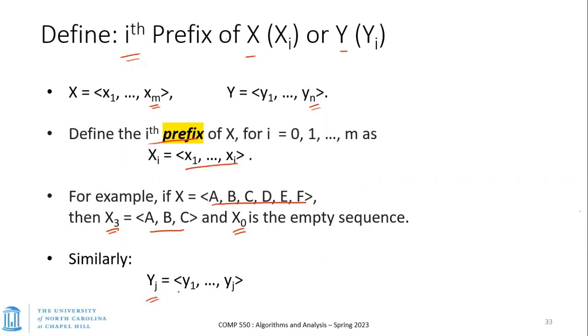Similarly for Y, the jth prefix Yj will simply comprise the characters Y1 through Yj, not leaving out any one of those. So that's the definition of an ith prefix, which we will come across. Every time you see Y2 or X3, it simply means you've taken a larger sequence and you've just taken the first three characters of that sequence.